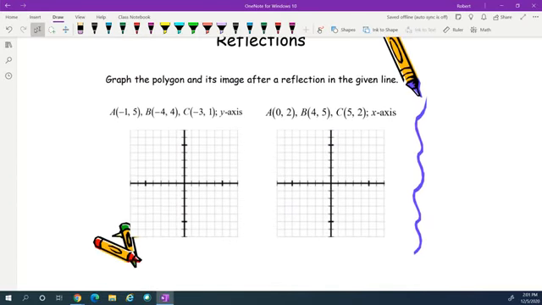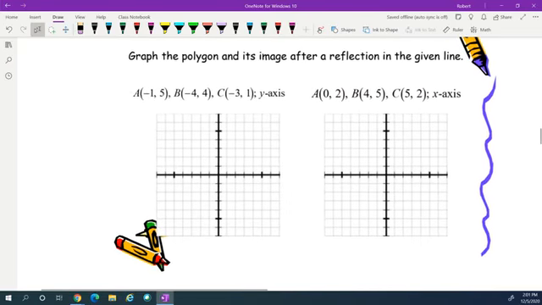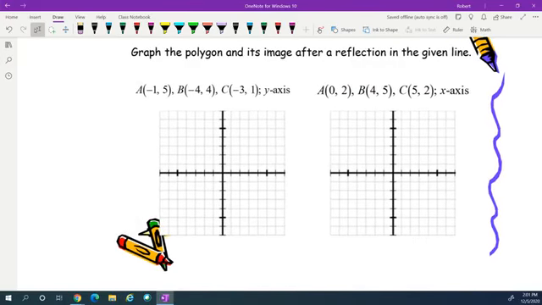Let's look at a couple examples. And we're not going to do every single one, but we'll do a couple. So we're going to graph the polygon and its image after a reflection. So let's graph the original. A is at -1, 5. B is at -4, 4. And C is at -3, 1. So there's our starting triangle.